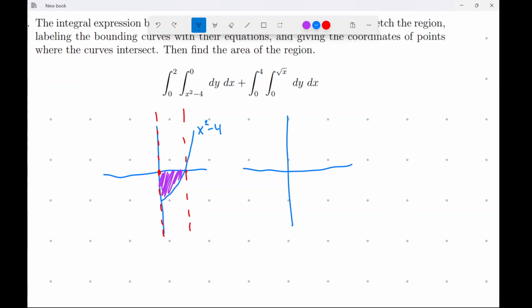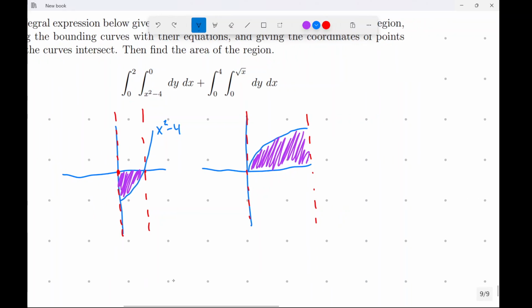Okay. Now the other region, I'm going to draw this separately, and then I'll combine them at the end. X can be between 0 and 4, so it goes further out. And then y can be between 0 and root x. Okay, so let's see. Root x is this function. X can be between 0 and 4. And then y can be between 0 and root x, so that is this region right here.